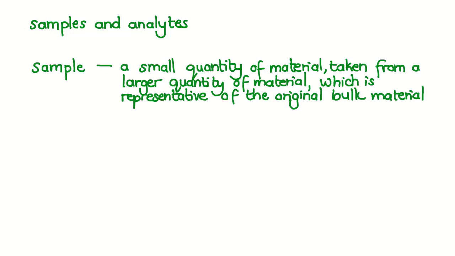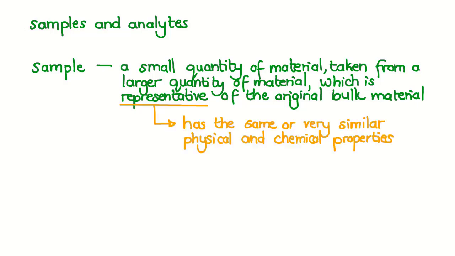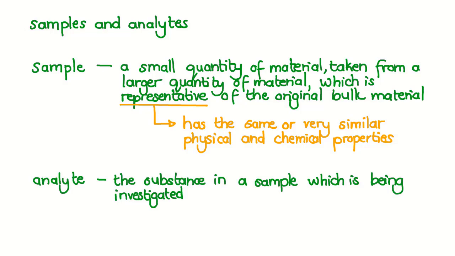A sample is a small quantity of material taken from a larger quantity, which is representative of the original bulk material. When we say a sample is representative of the bulk material, we mean that it has the same or very similar physical and chemical properties to the original source material. A substance in a sample which is being investigated or analyzed is called an analyte.